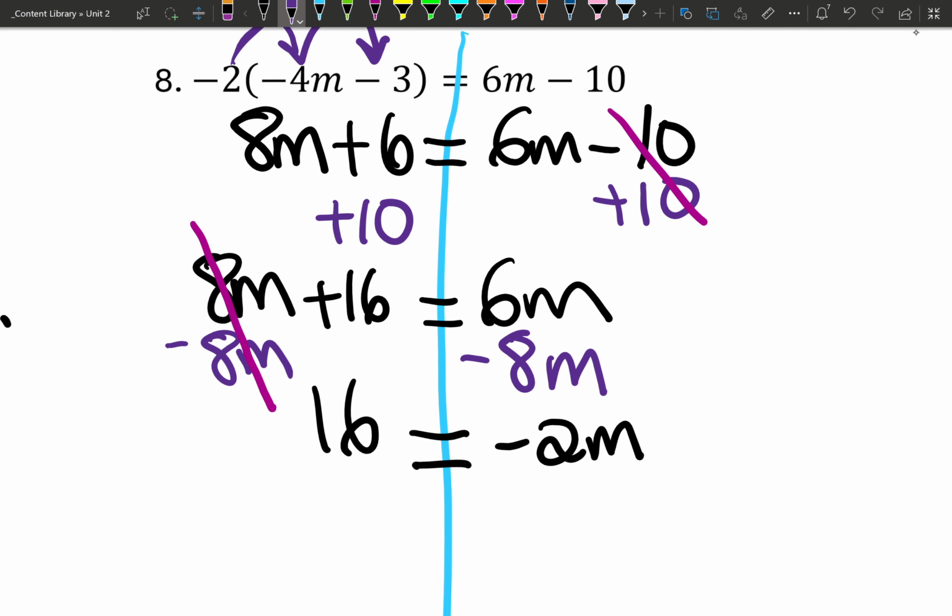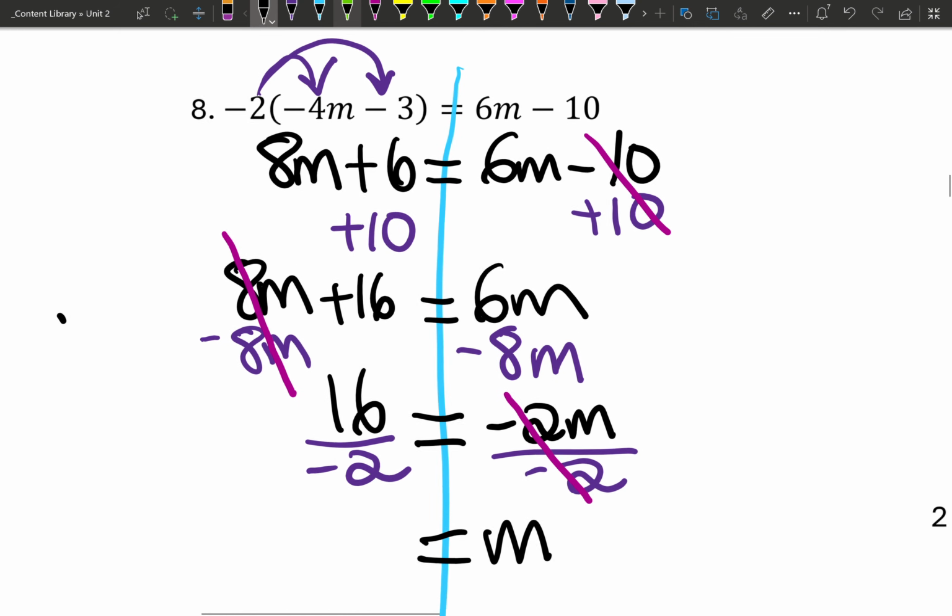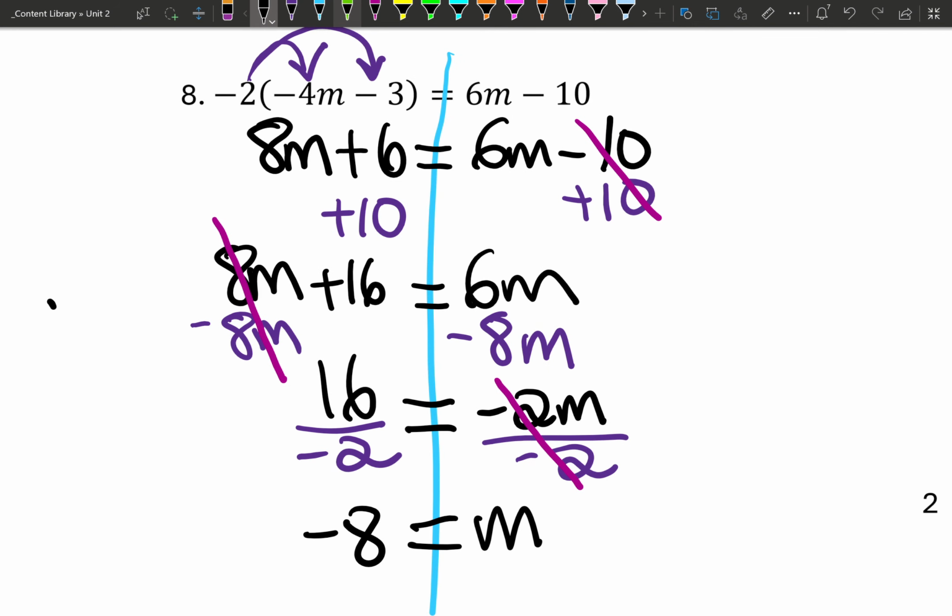And I finish this up by dividing both sides by negative 2. On the right side, the negative 2's reduce to 1. And on the left, 16 divided by negative 2 is negative 8.